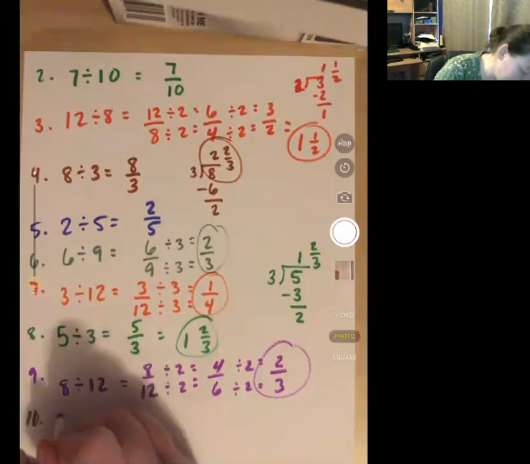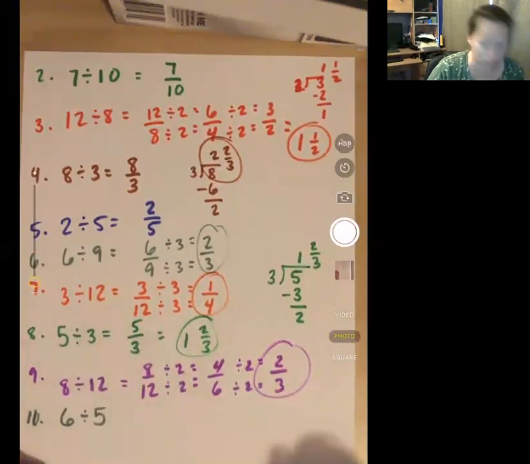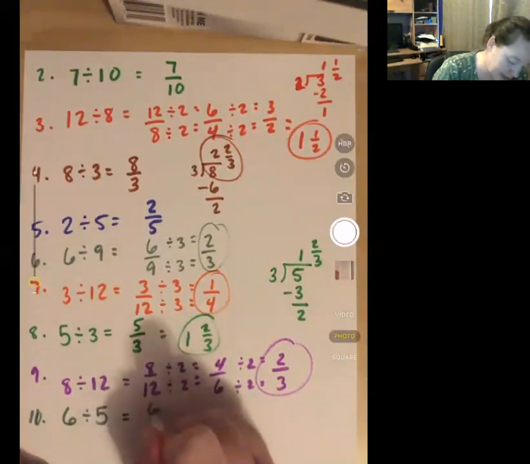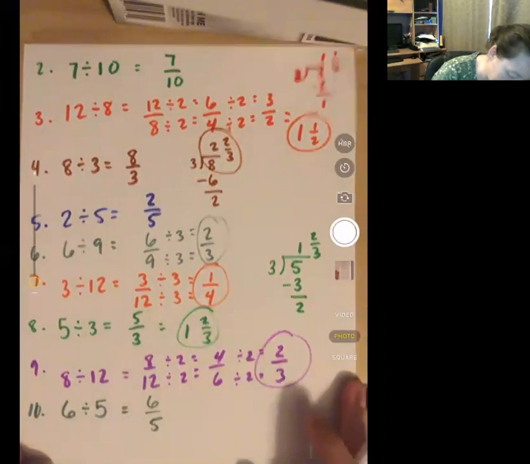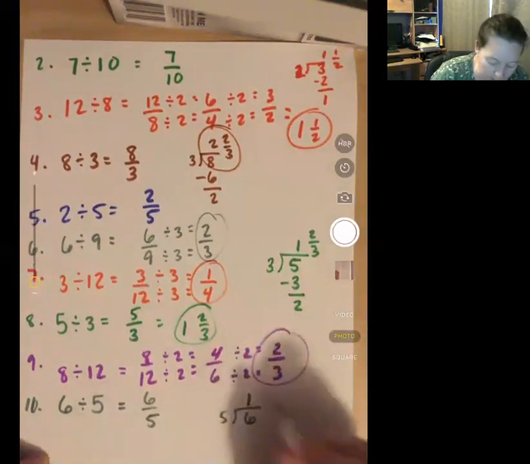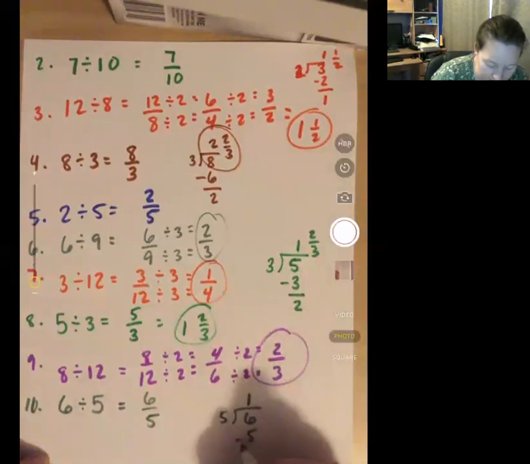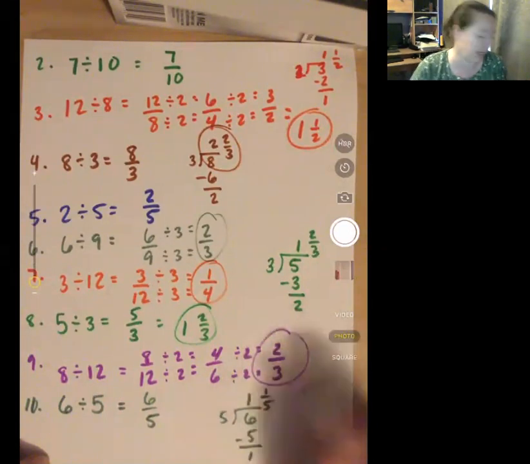So we have 6 fruit snacks and we are dividing it up among 5 friends. That's 6/5. Then we need to do, how many times does 5 go into 6? 1 time. 1 times 5 is 5. 6 minus 5 is 1. 1/5. So 6/5 is equal to 1 and 1/5.